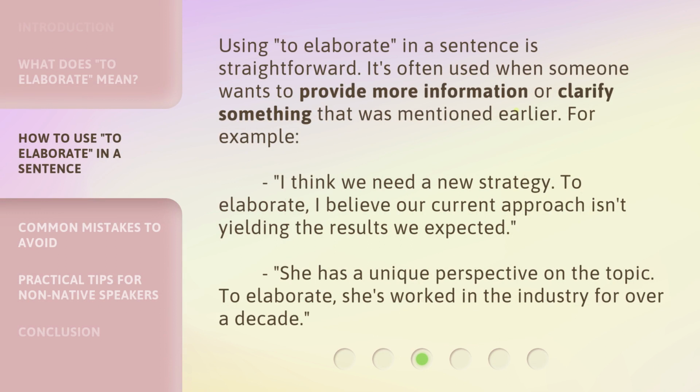Using to elaborate in a sentence is straightforward. It's often used when someone wants to provide more information or clarify something that was mentioned earlier. For example, I think we need a new strategy. To elaborate, I believe our current approach isn't yielding the results we expected. She has a unique perspective on the topic. To elaborate, she's worked in the industry for over a decade.